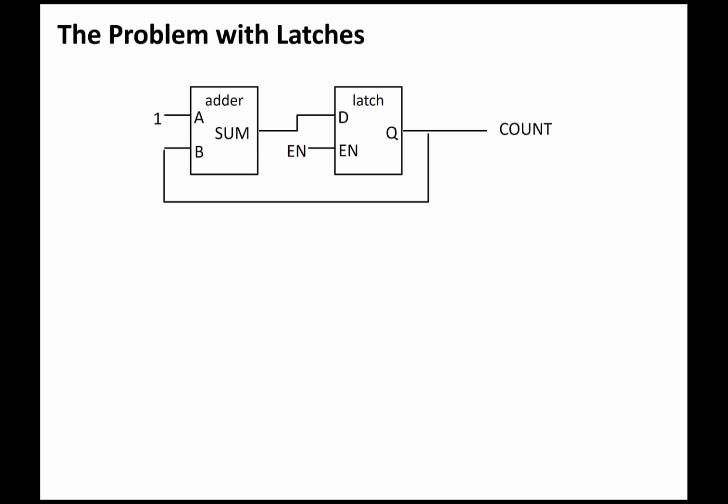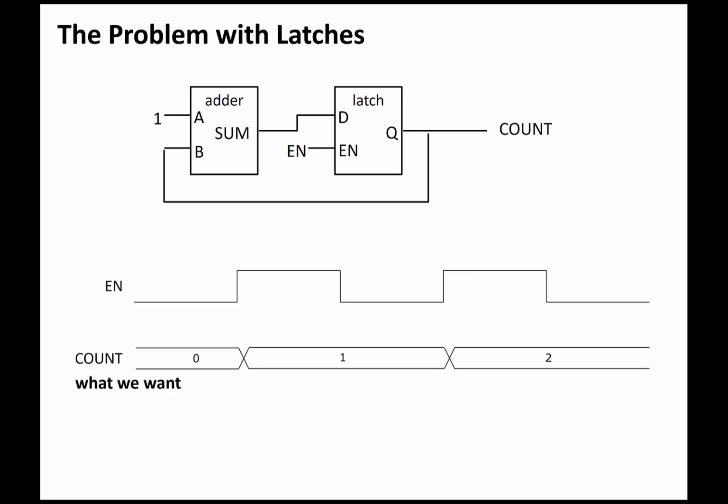Here's the problem with a latch. Suppose that we wanted to design a counter that consisted of a latch that holds the current value of the count and an adder that takes the current value of the count and adds 1 to it. What we'd like to have happen is every time the enable to the latch goes high, that the count increments by 1. The problem, however, is that the latch goes transparent when the enable signal is 1, meaning that the output Q follows the value of D.